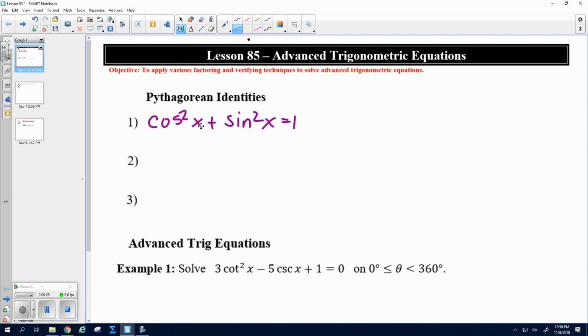So let's go with Aaron. If I divide this by cosine squared, what do I get? Hold on. Divide cosine squared by cosine squared. Yep. Now I'm going to divide sine squared x by cosine squared. And Hannah, what do I get? Yep. Good. And Jake, what do I get when I do 1 divided by cosine squared?